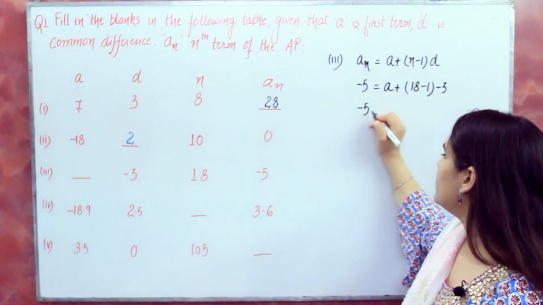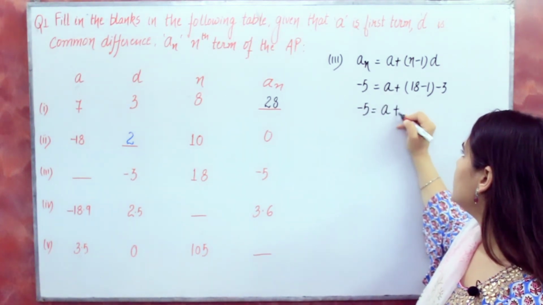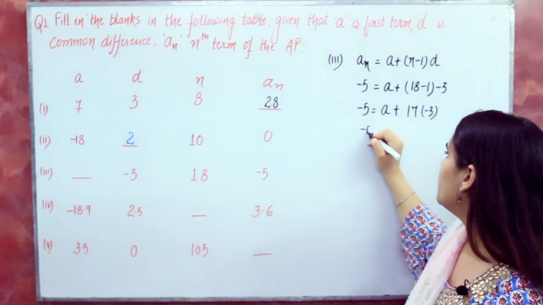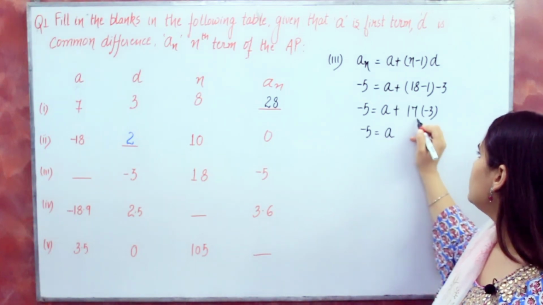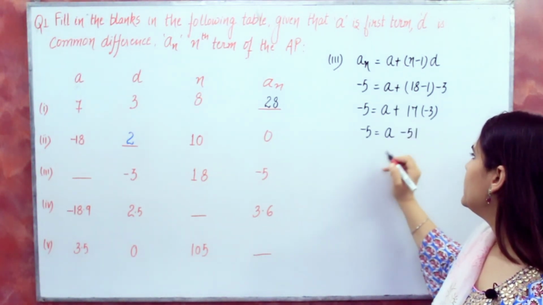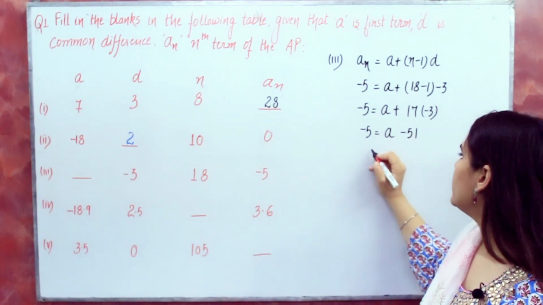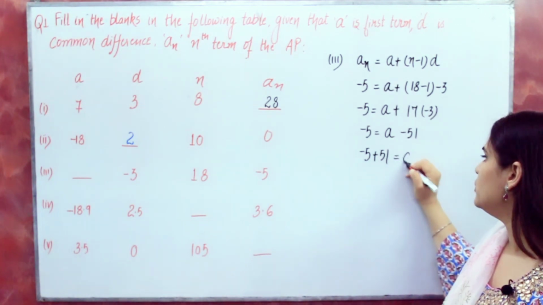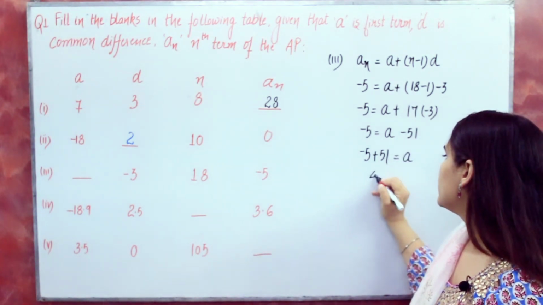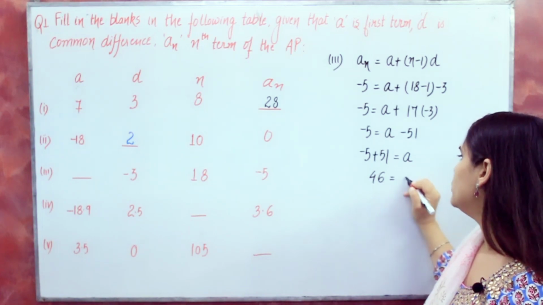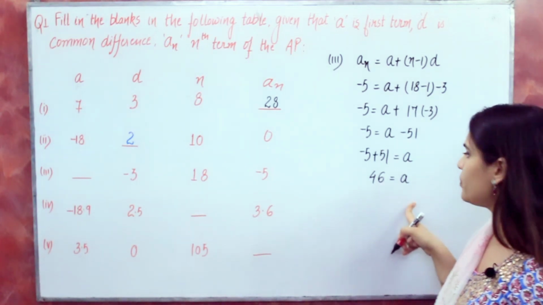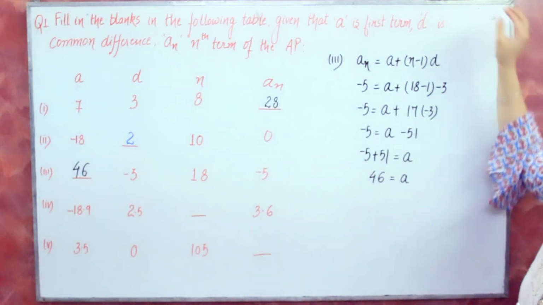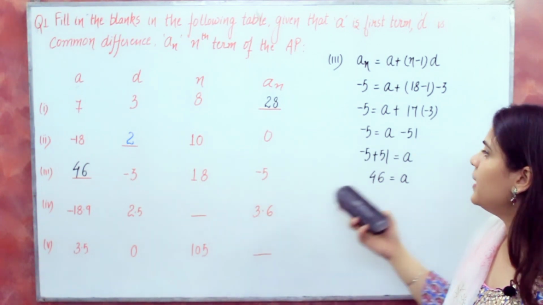So minus 5 is equals to A plus 18 minus 1 is 17 multiplied by minus 3. So minus 5 is equals to A, 17 into 3, minus 51. Now we are going to shift this 51 to LHS. So minus 5 plus 51 is equals to A. So you need to solve this, you will get the value of first term is equals to 46. Now we will solve our fourth part.